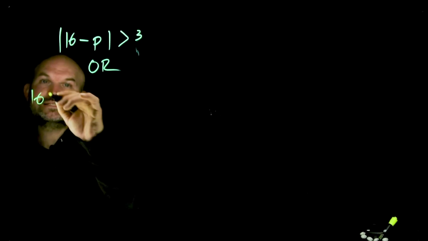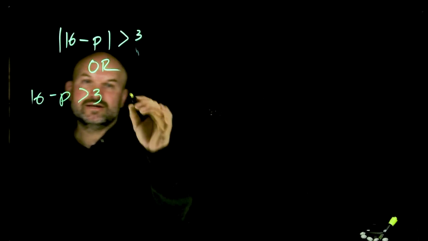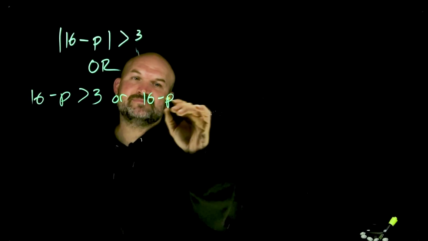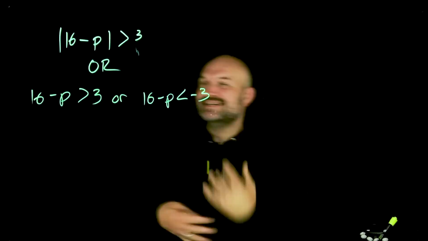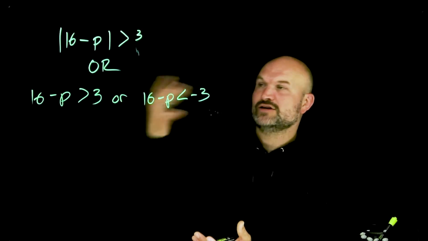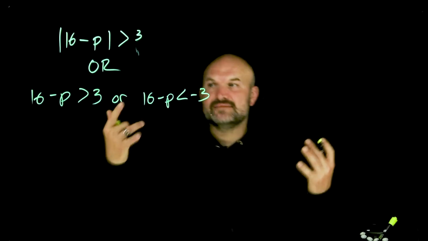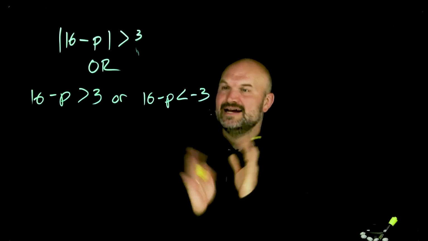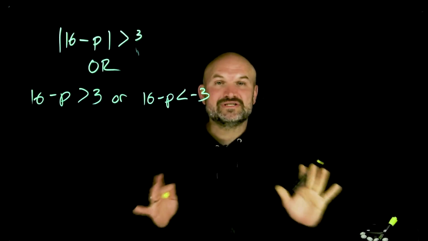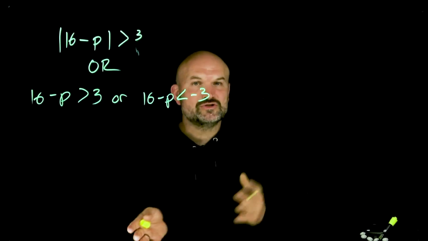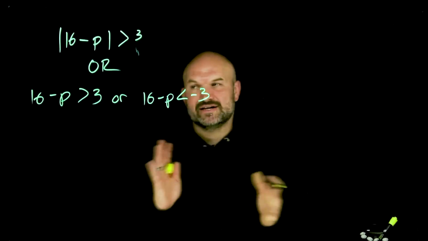So when we have the or, we're going to create two different statements. I'm going to say 16 minus p is greater than 3, or 16 minus p is less than negative 3. Now I'm going to solve them and graph them on the same number line. But it's important that they don't need to intersect. They can go in opposite directions. That is perfectly fine, as long as our solution satisfies one of these inequalities.